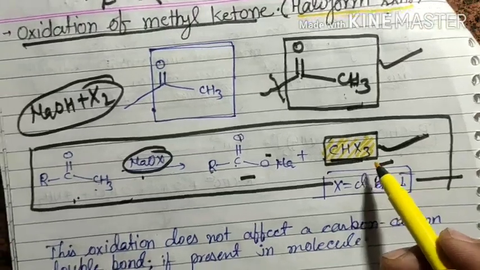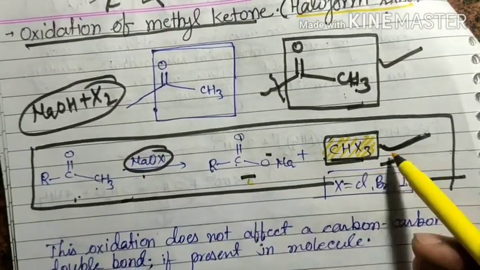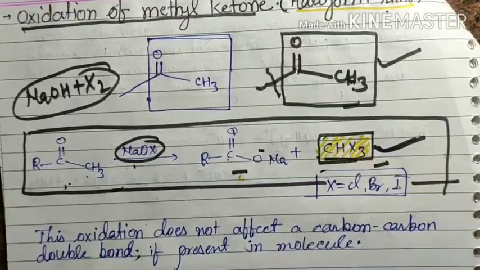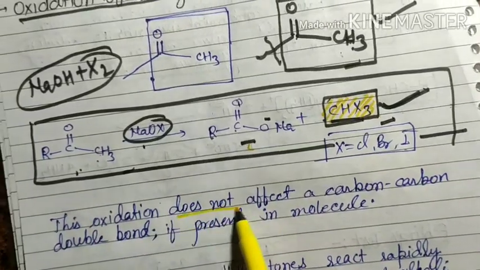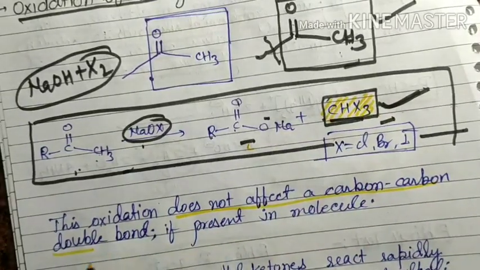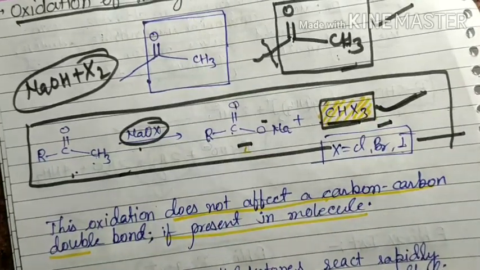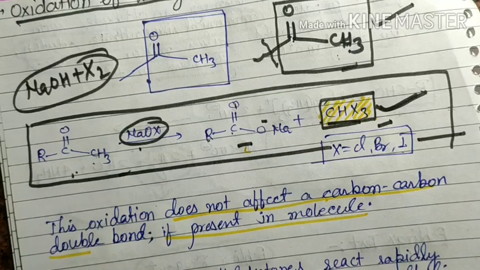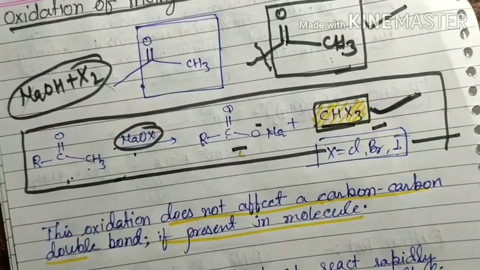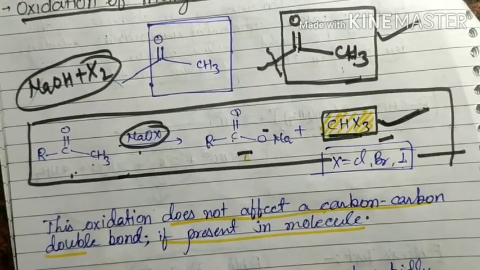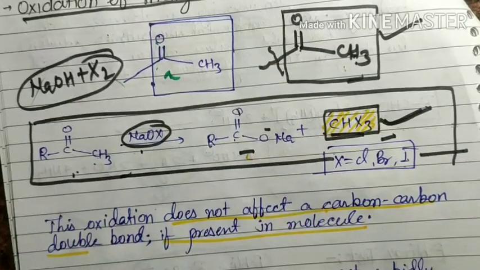Halo is for halogen atom. So what is the haloform reaction? The reaction of methyl ketone with sodium hypohalite to give the salt of a carboxylic acid and haloform. What is important about this reaction? The important point is that this oxidation does not affect a carbon-carbon double bond if present in a molecule. If the carbon chain is long and any double bond is present, it is not affected by this reaction. Only the conversion at the C double bond O CH3 center takes place. The double bond is not disturbed.